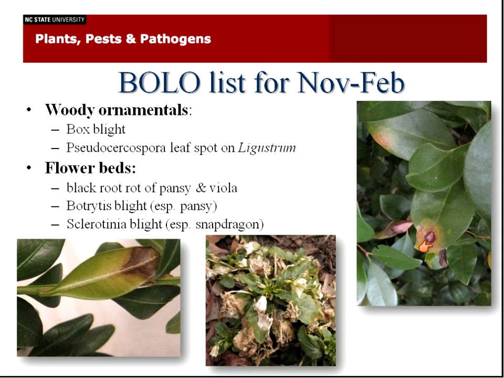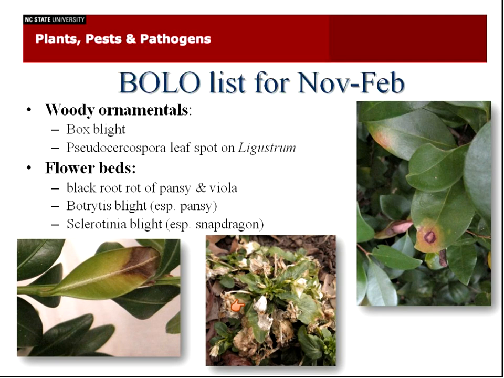In the flower beds, we've got to be aware of black root rot of pansy and viola. And also, as the weather gets wet, we may see some botrytis, especially in pansies. This picture shows botrytis. You wouldn't necessarily recognize it right away because it can mimic some other things that would be going on in the roots. But here, it's actually a blight that's occurring on the foliage. It's hard to see here, but it probably started out in that dead blossom and then spread from there to the leaf tissue.